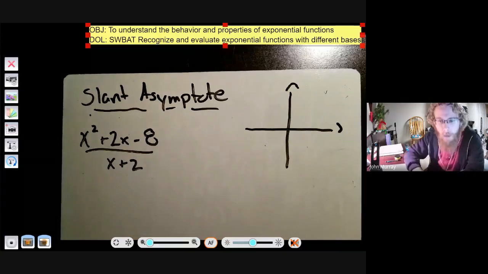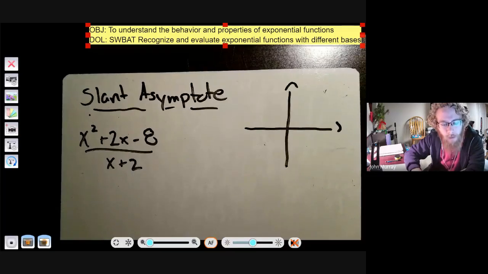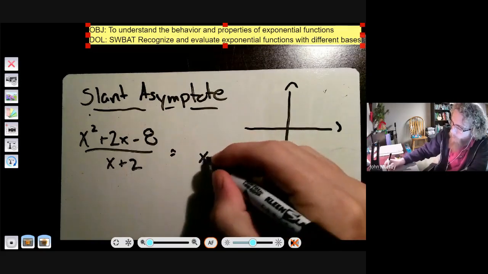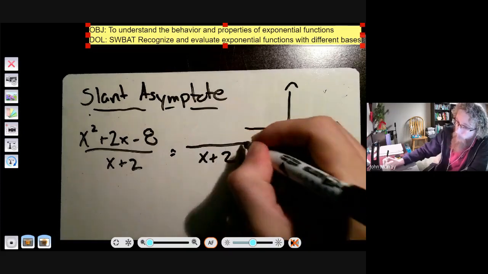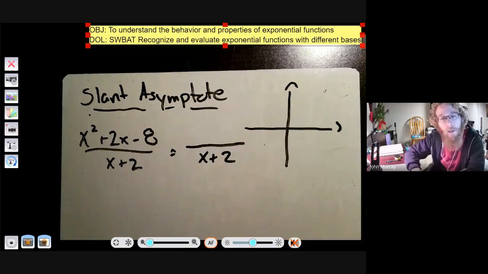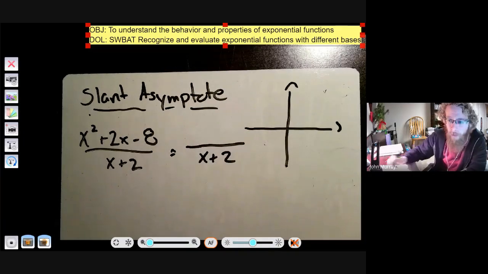All right, so the first thing that we always want to do is to try to simplify it, to see if we have any holes, anything, removal of discontinuities, things like that. And it helps us later on when we're finding our different parts. So the denominator is a linear function. We can't touch that. That's going to stay x plus 2. The numerator, though, we can break that up.